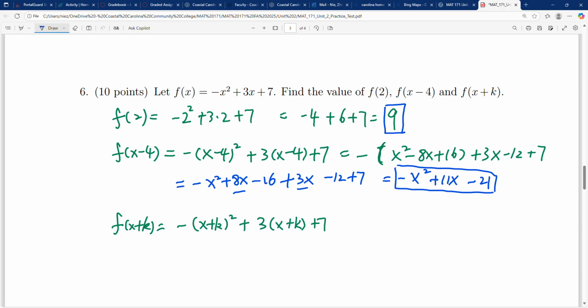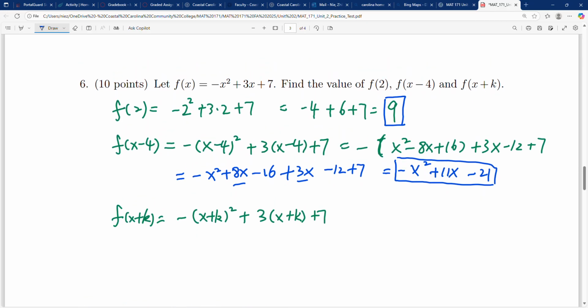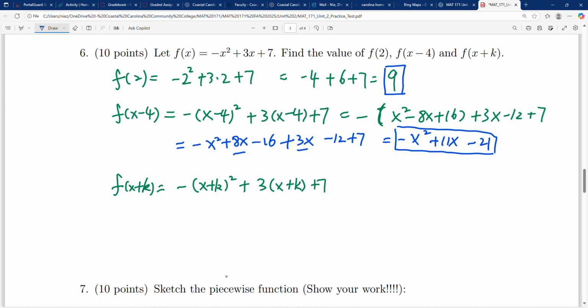Okay. Now see the last one. You see the last one and the first and second one are similar, just here the minus 4, here the plus k, right? When you see it has letters, you should be happy, since usually if you use letters, it should be a little bit easier.